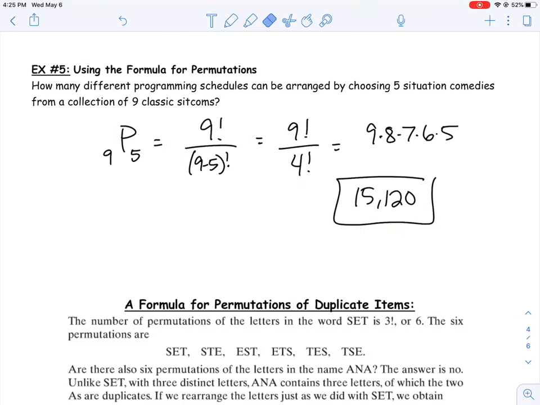All right, make sure that you practice that permutation formula, maybe making sure that you write it on your note card so you remember, because we're going to add to it a little bit in the next video.